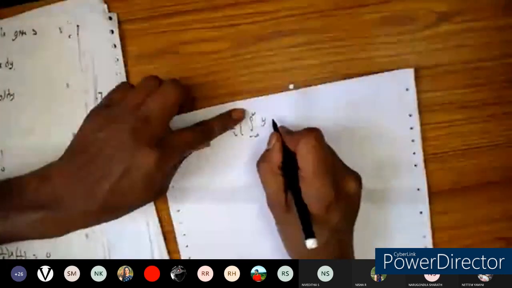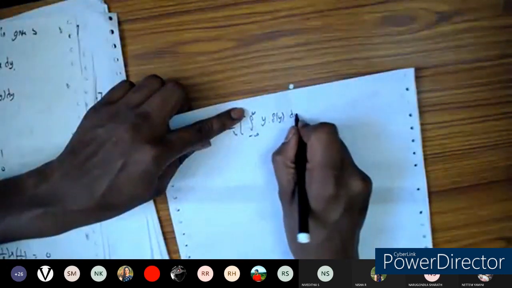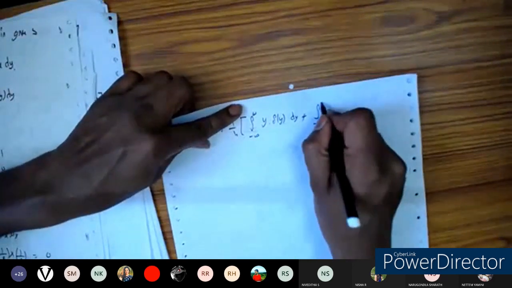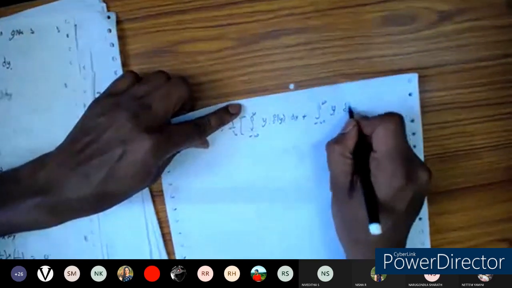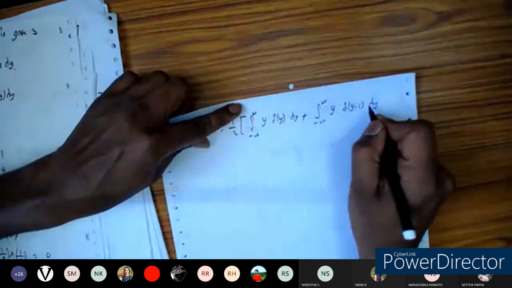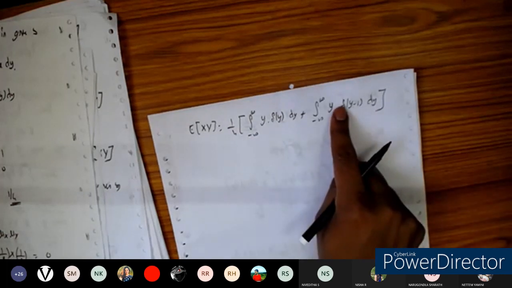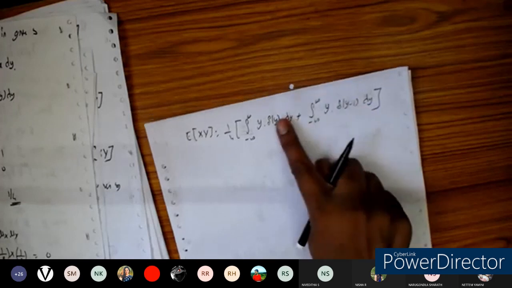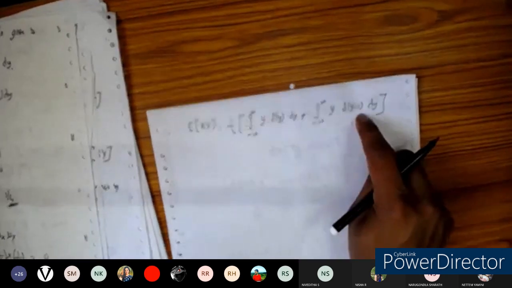So it is y into delta of y, into dy, plus the integral from minus infinity to plus infinity of y into delta of y minus 1, into dy. So done. The integration of this one is 0 and the integration of this one is 1.